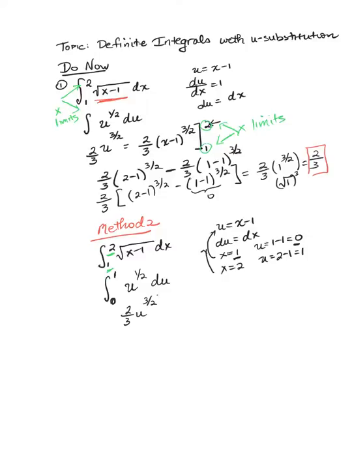But now my limits of integration are u limits of integration. So we do not convert back into x. We substitute these limits of integration. So when we do that, we get 2/3 of 1 to the 3/2 minus 0 to the 3/2, which again gives us 2/3.